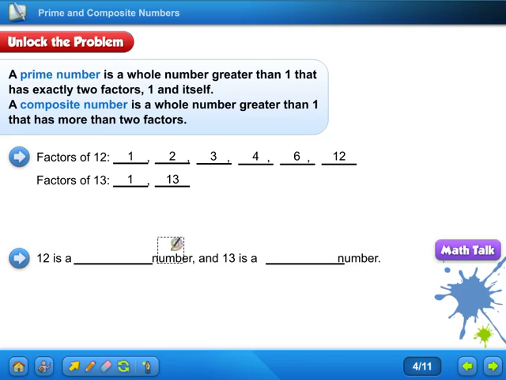12 is a blank number. 13 is a blank number. They want to know, is it a prime or a composite number? Let's look back at the prime and composite. A prime number is a whole number greater than 1 that has exactly two factors, 1 and itself. So what only has two numbers? Which one of these can only have 1 and itself? So it would be 13.